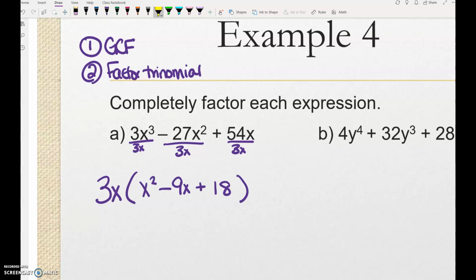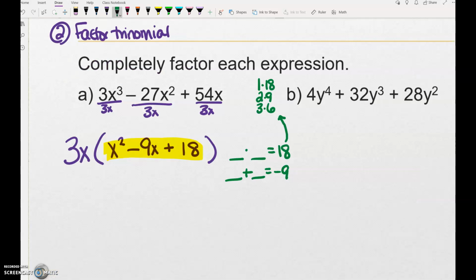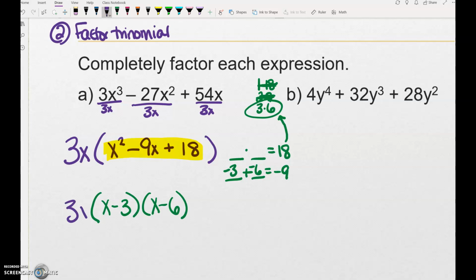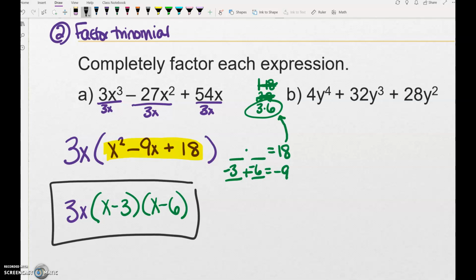Now, pause the video. Factor the trinomial that's inside those parentheses. Okay, if you're struggling to find the pair, think about what can multiply to get 18. 1 times 18, 2 times 9, 3 times 6. Well, if we're trying to get -9, using the number 9 is probably not going to work. 1 and 18, that would give us 17 or -17. So we want 3 and 6, -3 and negative 6. So we have x minus 3, x minus 6. Don't forget about the 3x on the front, and that is our fully factored trinomial.